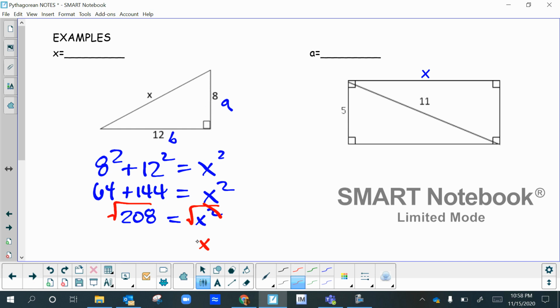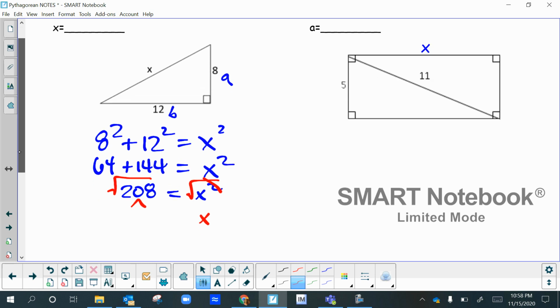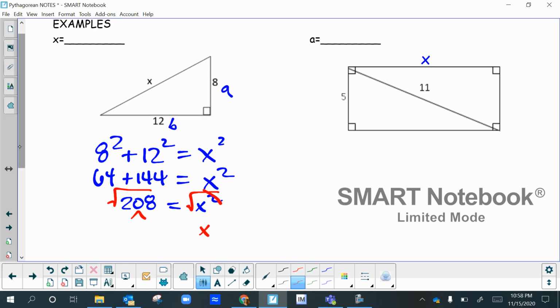So x equals that. When we put that in our calculator, and sometimes we'll tell you to have the decimal, we get 14.42, okay? But in this case, I want you to leave it in simplified radical form. I know 64 goes into 208, I think. Actually, I don't know why I'm saying that. So 208 divided by 64, maybe not. No, that is incorrect. So 64 does not go into that.